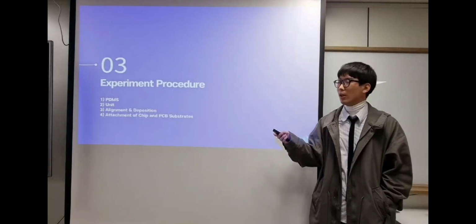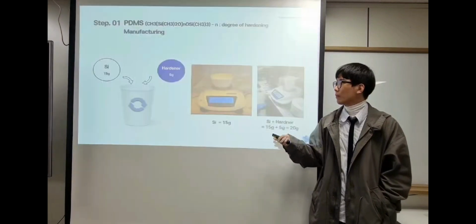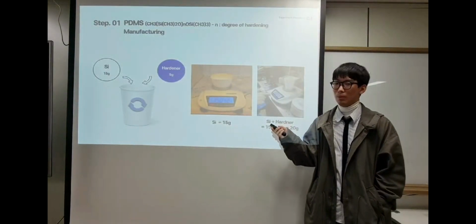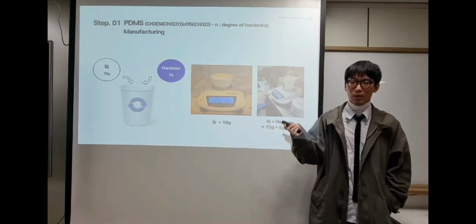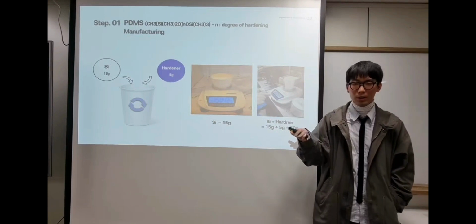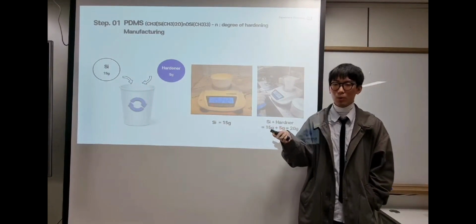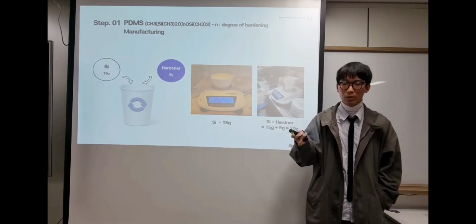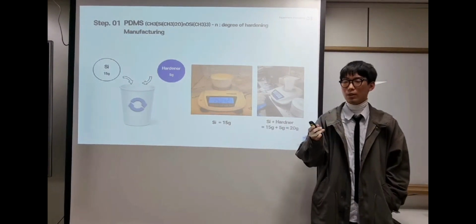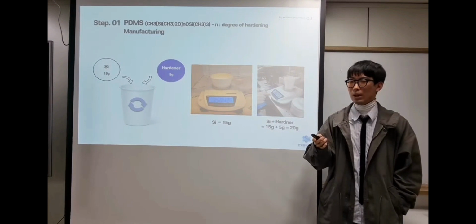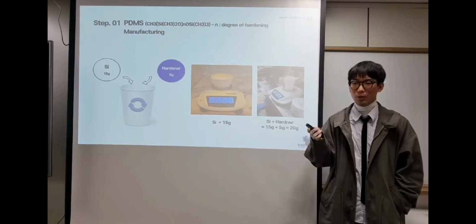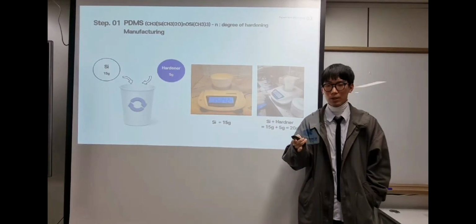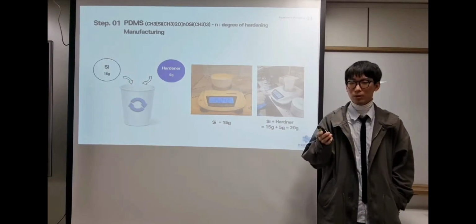Now we'll talk about our experiment procedure. First, it starts from making PDMS. The reason for using PDMS is that PDMS has lower reactivity than CNT. Then PDMS can reduce reactions of other external factors. After several mixtures of PDMS, finally we made PDMS suitable for the experiment through failure.